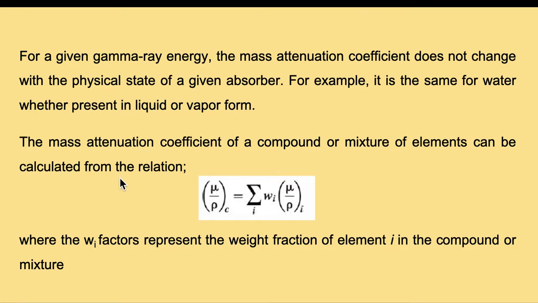The mass attenuation coefficient for a compound or mixture of elements can be calculated by the relation. This is a statistical equation. Your mu by rho for a compound you can write as the sum over i of Wi times mu by rho of i, where mu by rho of i is for the ith component in the compound, and Wi represents the weight fraction of the element i in the compound or mixture.